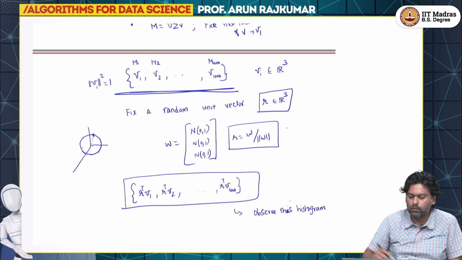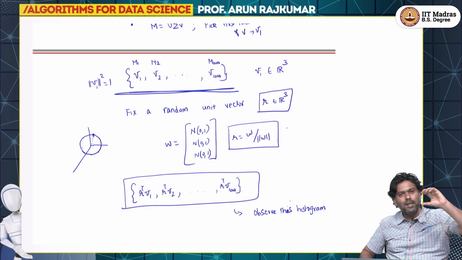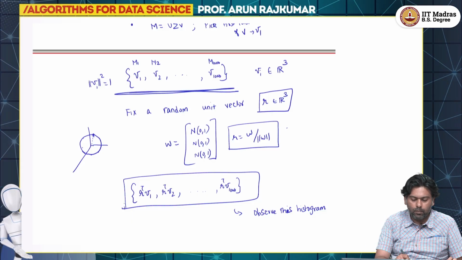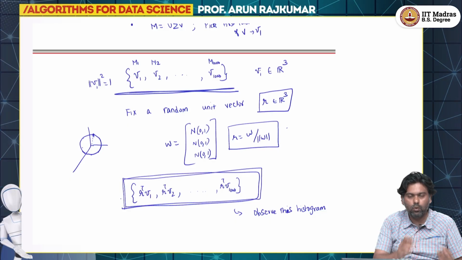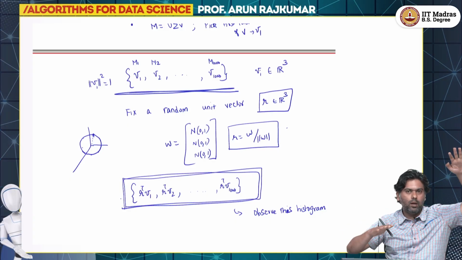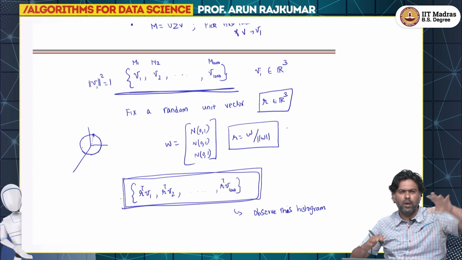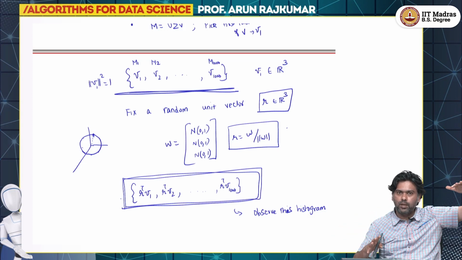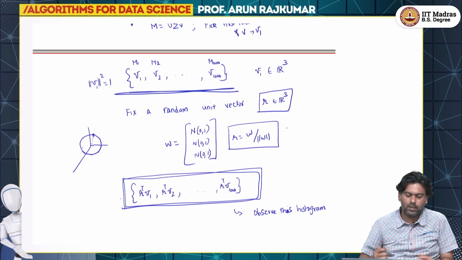Observe this histogram and see if you are seeing some bias towards one direction than the other. In other words, does this histogram look uniform, or is there some bias? Of course, it may not be perfectly uniform, but do you see a lot of bias here? That's the thing that I want you to test.